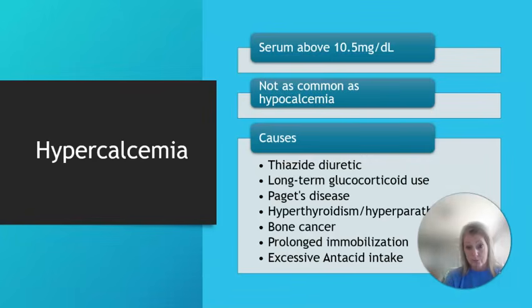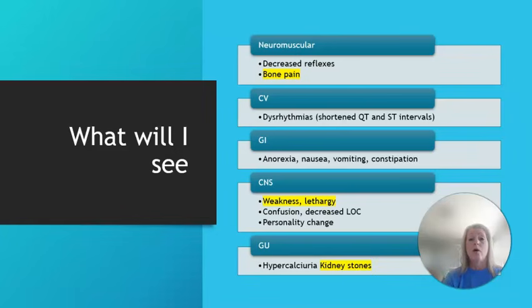So those are the causes. Now, what are you going to see with hypercalcemia? Bone pain, because all that calcium came out of the bone, so they're going to have that bone pain. A lot of them will get kidney stones, but if you think about it, if they have high calcium levels, calcium is what causes kidney stones, so you may see increased kidney stones. They get increased kidney stones because of the high levels of calcium buildup.